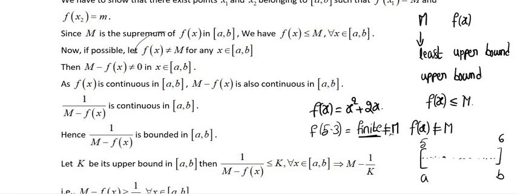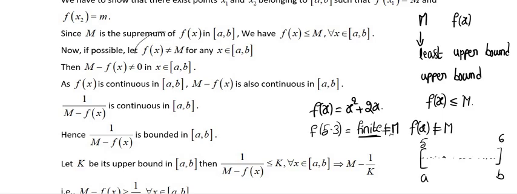So, M minus f of x is not equal to 0 for x belonging to the closed interval [a, b]. Once again, f of x is continuous in the closed interval [a, b]. This is the given concept. M is a real number. So, M minus f of x is also continuous in the closed interval [a, b]. Real numbers are continuous functions. Continuous function minus continuous function is again a continuous function.